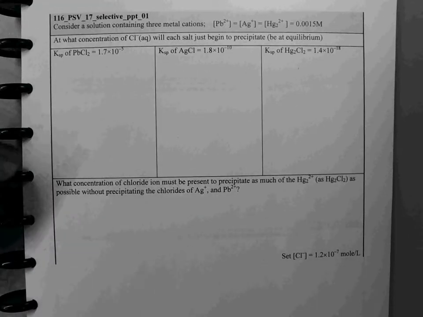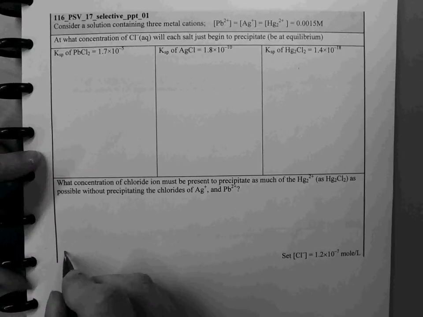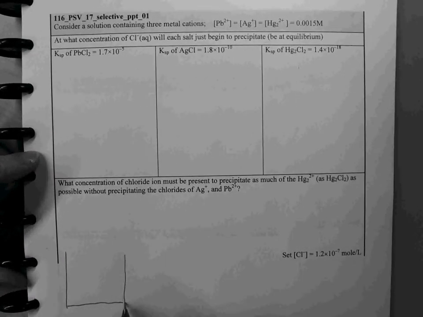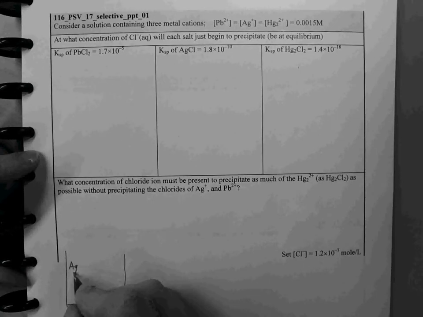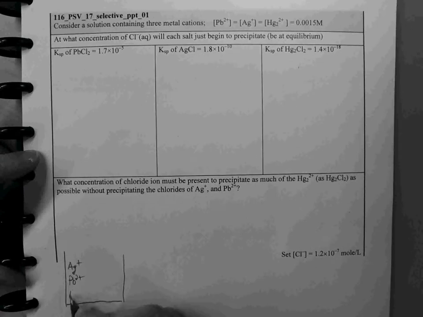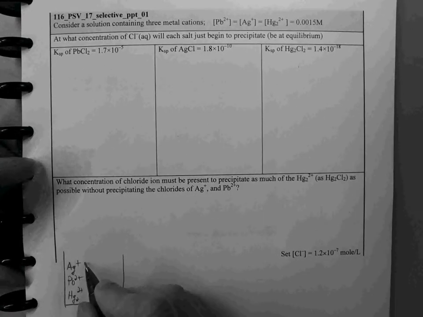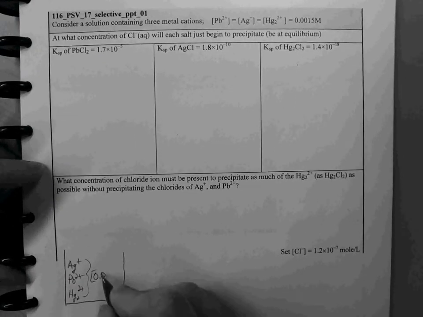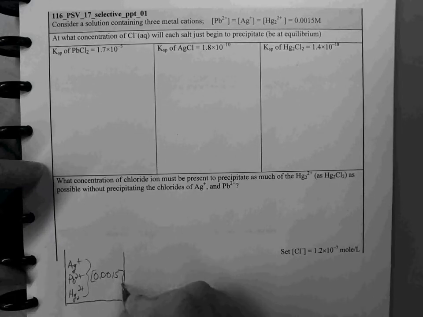This is selective precipitation. What we have here is a beaker that contains Ag+, Pb2+, and mercury(I), Hg2 2+ ions. And all of these are at the same concentration, 0.0015 molar.